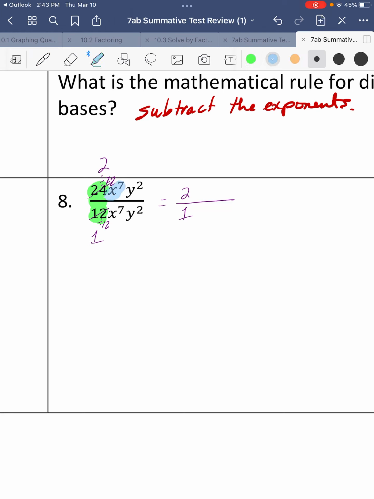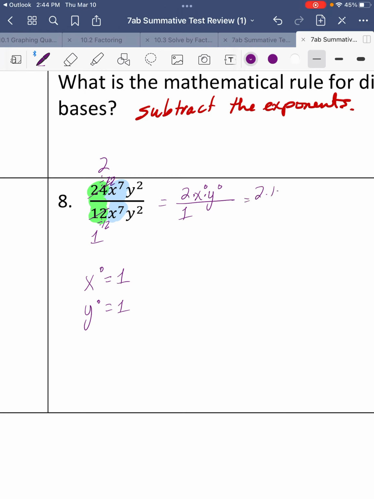X to the 7th divided by x to the 7th, so 7 minus 7 is 0. X to the 0 power, I'll write it there for now. We'll just talk a little bit about it later. And then y 2 minus 2 is also 0. Well, what's anything to the 0 power? Anything to the 0 power is 1.